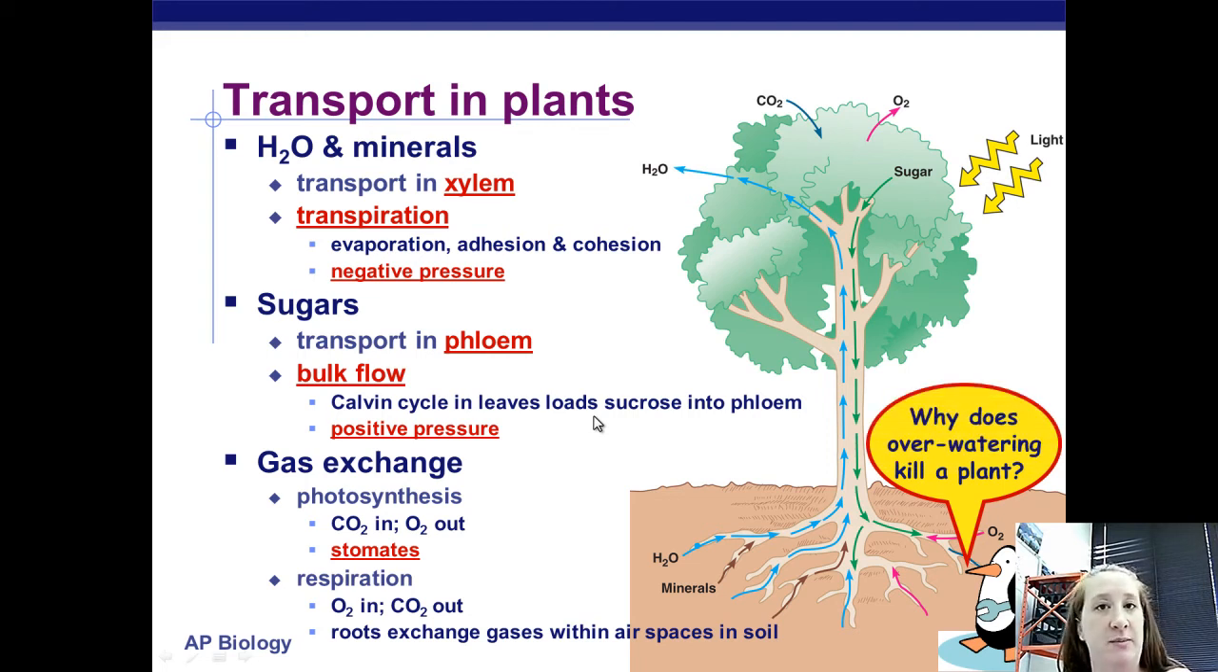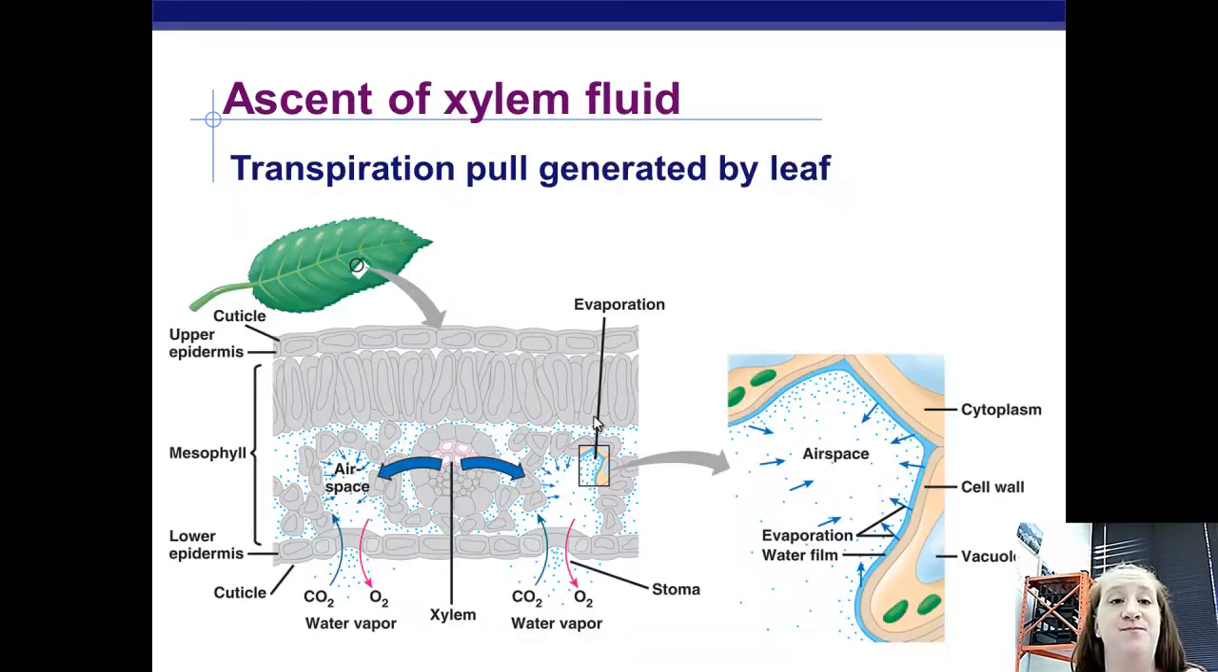So why does overwatering a plant kill it? Because it literally drowns the plant. There are then no air spaces for the gases to exist. The plant can't get in any oxygen, can't produce ATP in its roots, and the plant dies.